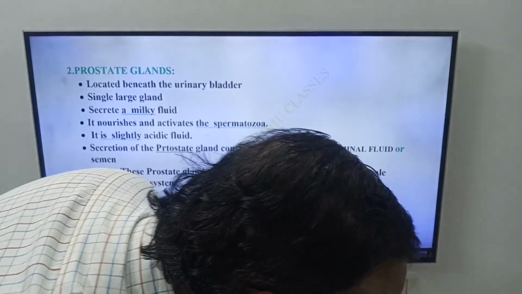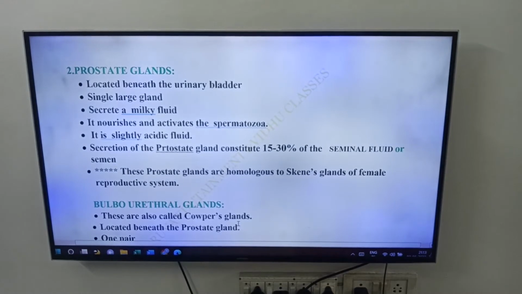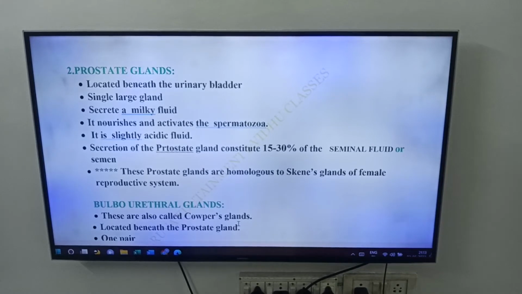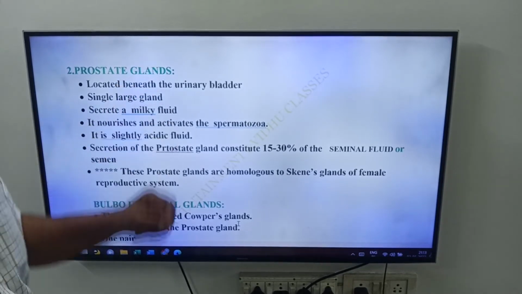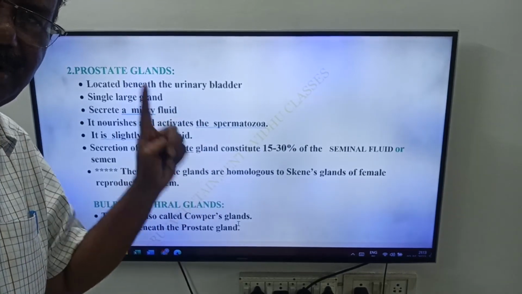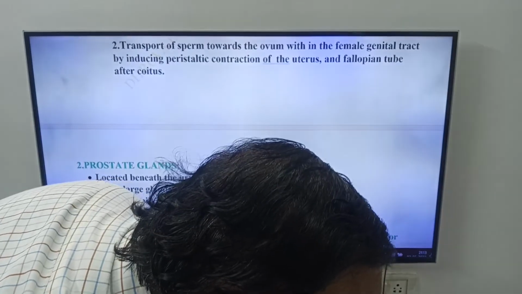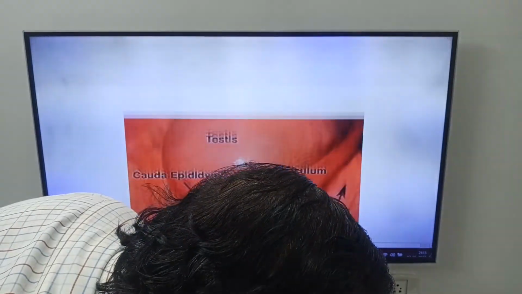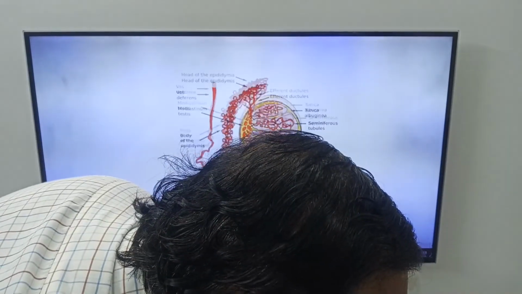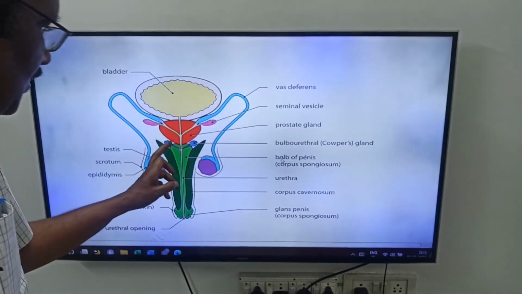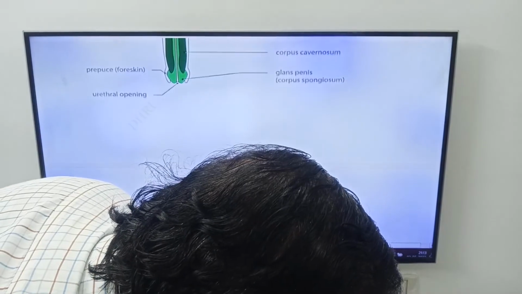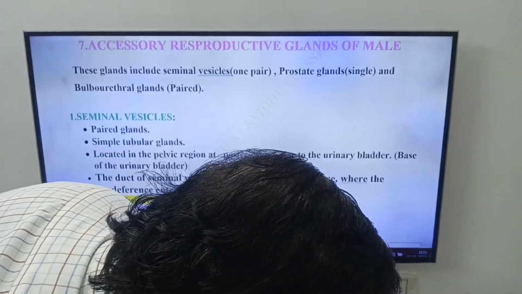Okay friends. Now the second one, friends, prostate gland. The prostate gland is located beneath the urinary bladder. This is a single large gland, friends. Seminal vesicles are one pair in number, but the prostate gland is a single large gland. See friends, here you see in this diagram also. See this red one, the prostate gland. It's a single large gland. Okay, that is about the prostate gland.